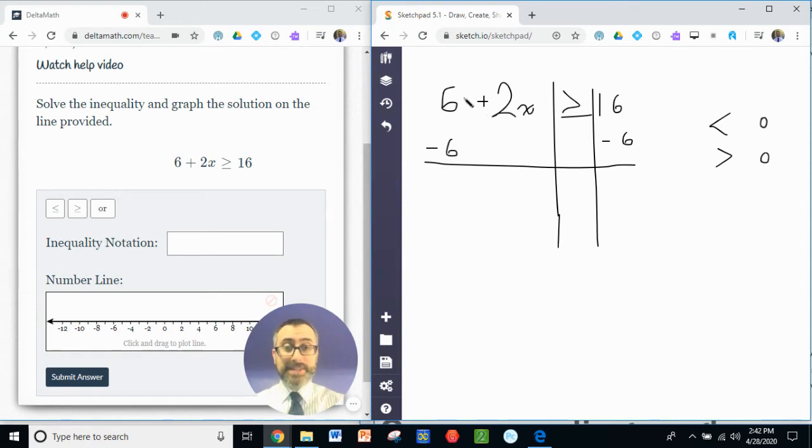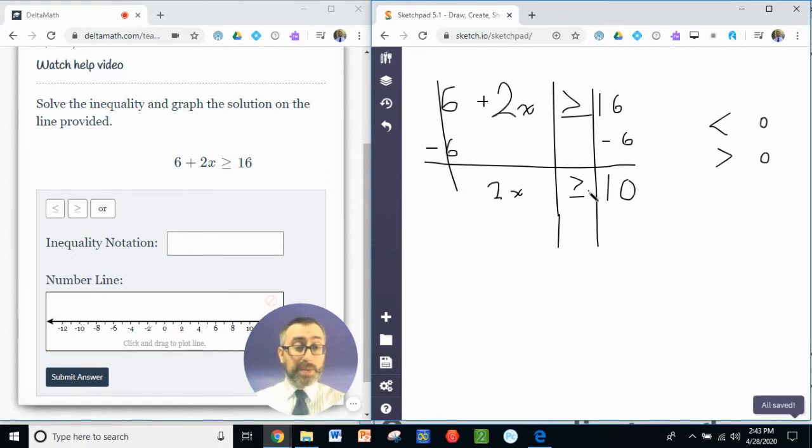So let's do it. 6 minus 6 cancels. Positive 2x can be carried down. The greater than or equals to symbol gets to stay the same. I didn't do anything to it. But the 16, well, I subtracted 6 from it. 16 minus 6 is 10.